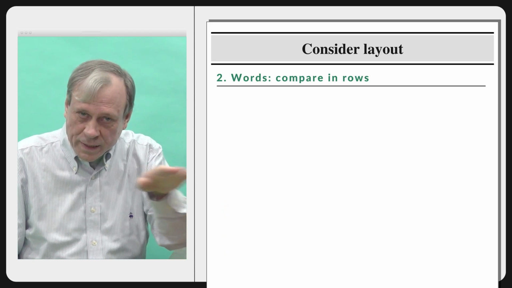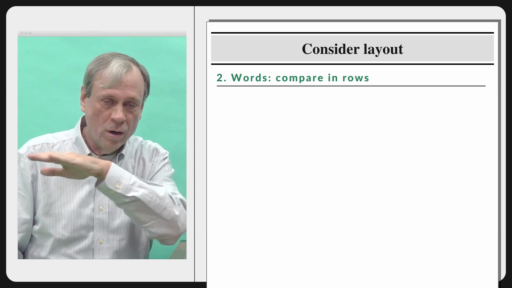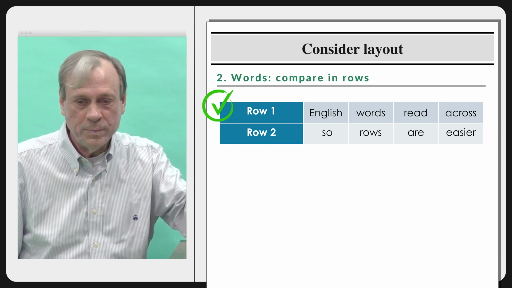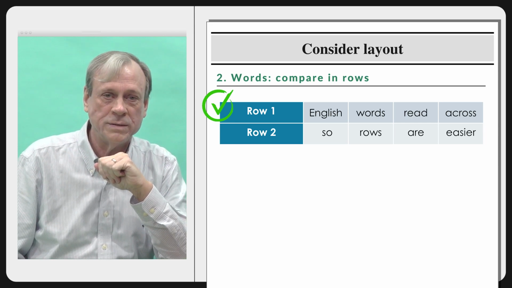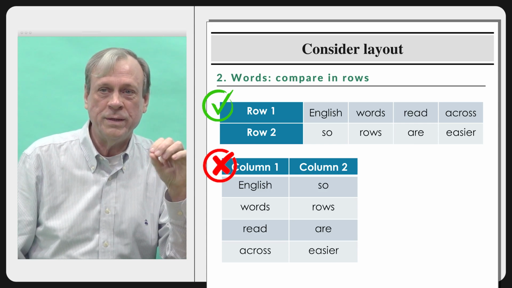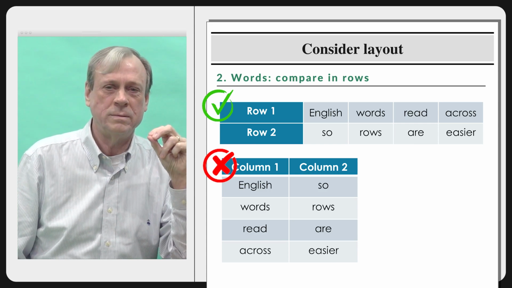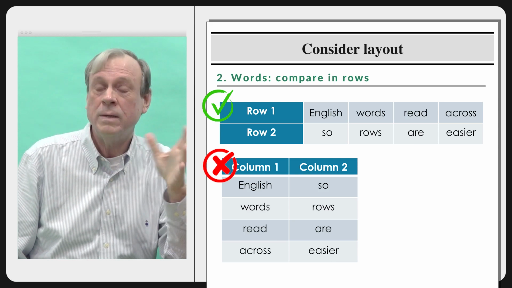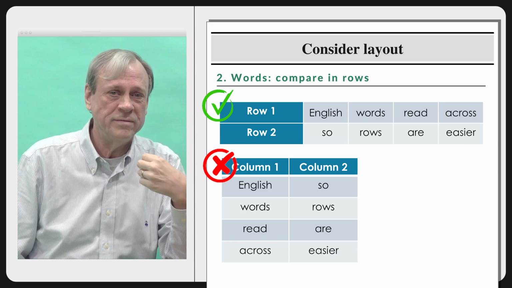With words, we tend to read English words across a row. And so if you put the words that you want to compare across, people will normally read across. If you put those words up and down, then people are going to read English, so words, rows, wait, and then they realize, oh, I should compare this vertically, but it's not our natural way of reading.